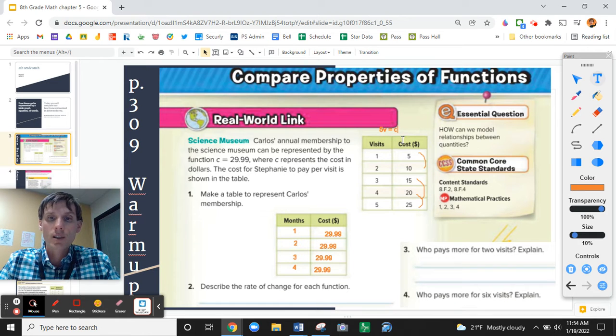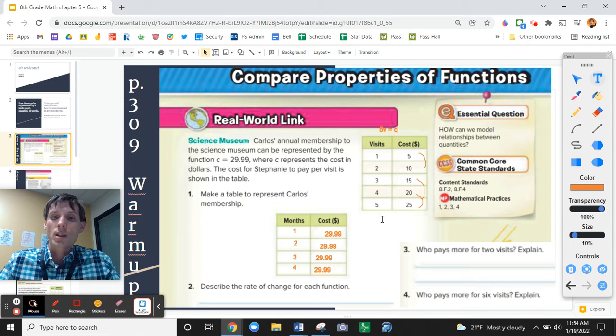So 5 times 1 visit is $5, right? 5 times 2 visits is $10. That's essentially what this is here. So the question is, if we are comparing these two, who pays more for 2 visits? We see Stephanie pays $10 for 2 visits. And Carlos, it doesn't matter how many visits he does, it's going to be $29.99. So who pays more for 2 visits will be Carlos at almost $30. Stephanie only pays $10.